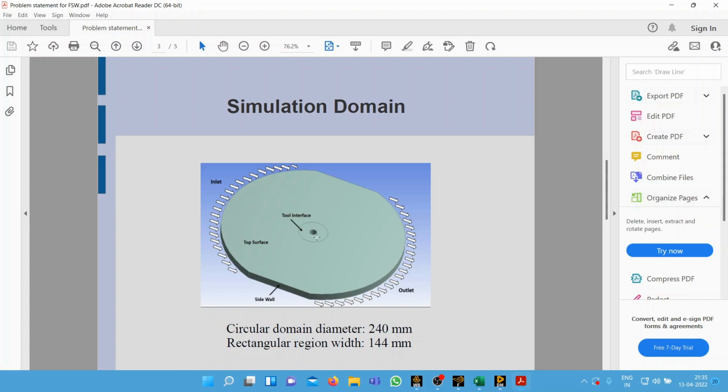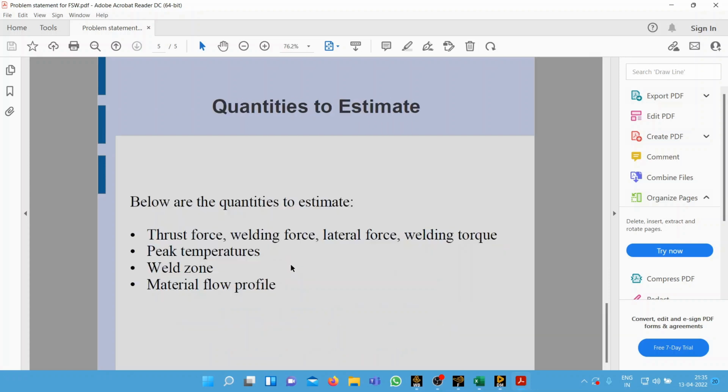Generally this is the tool interface, and here the control volume is used, and a diameter of 240 mm is considered, and this rectangular region width is 144 mm, and this is the mesh generation. The final output we need is thrust force, welding force, lateral force, welding torque, peak temperature, and weld zone.